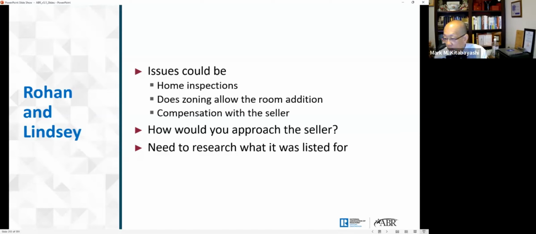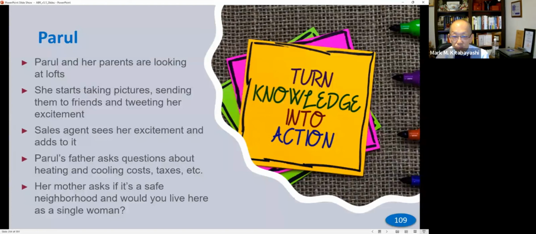You need to research what it was listed for. You have to do some research to make sure the price the for sale by owner has is a good market price. Sometimes a for sale by owner property is way, way more expensive than it needs to be. So as a buyer's agent, you need to give them advice.